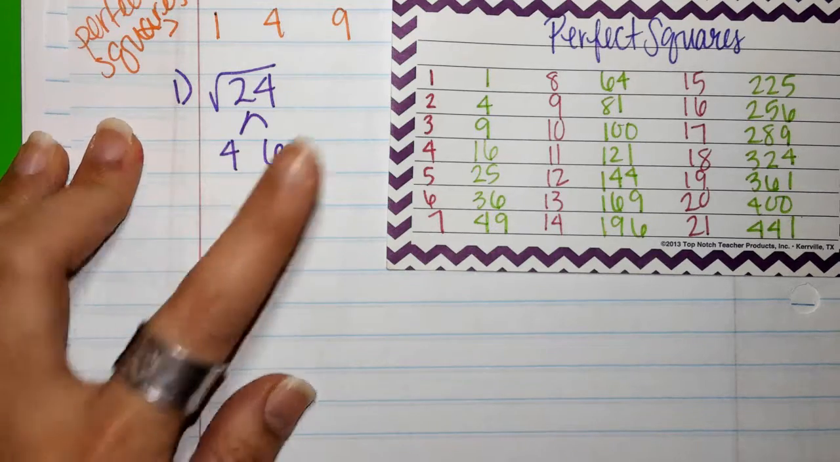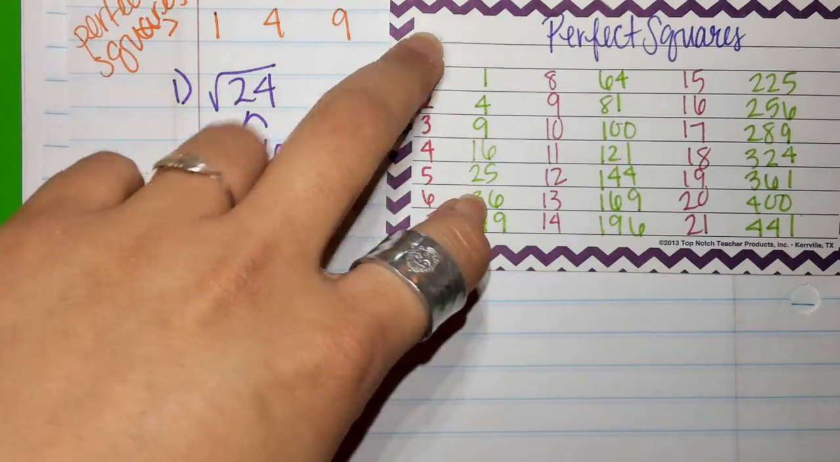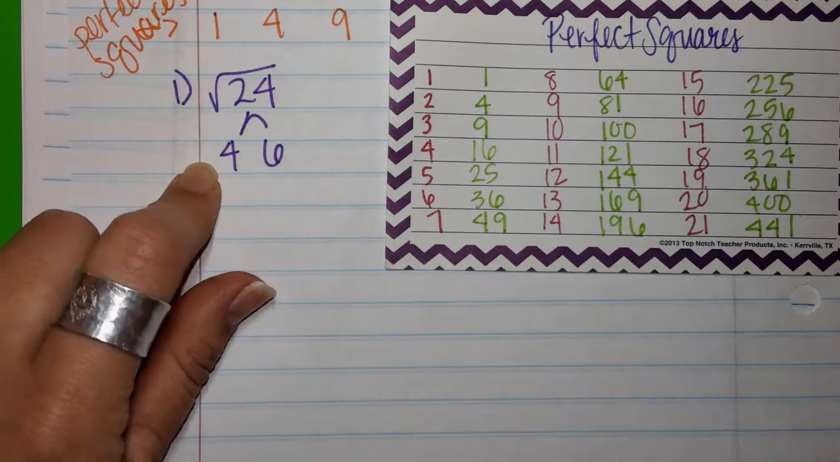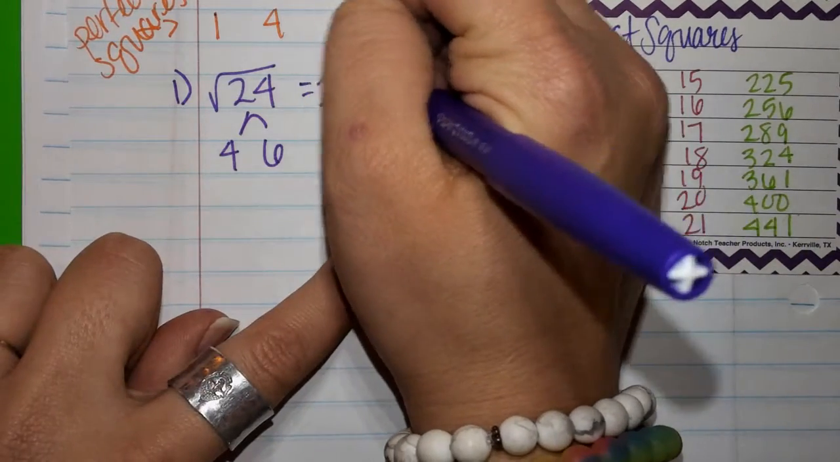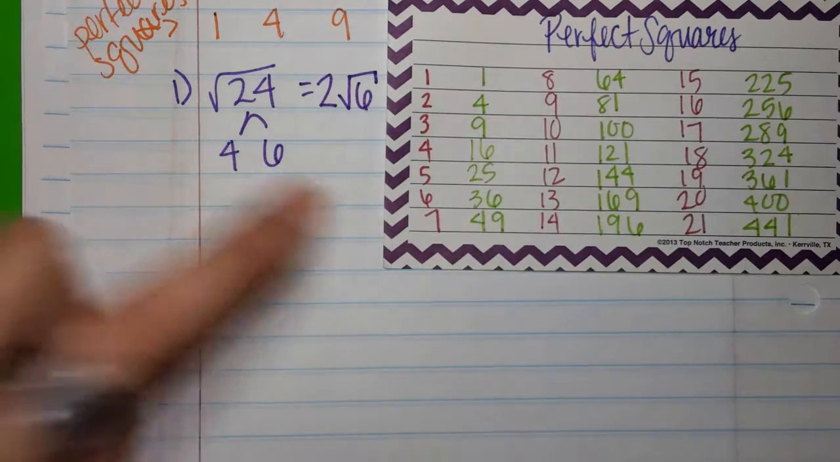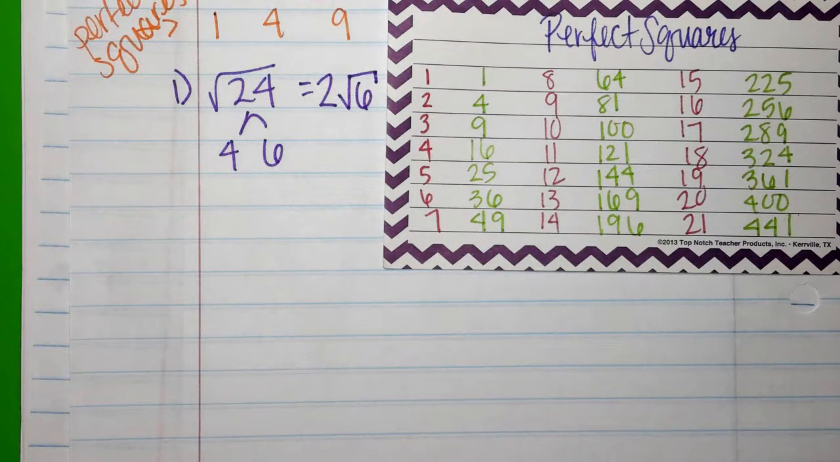All right? 4 is the biggest perfect square that goes into 24 evenly. What's the square root of 4? 2. So this becomes 2. What stays under the radical? 6. That's it.